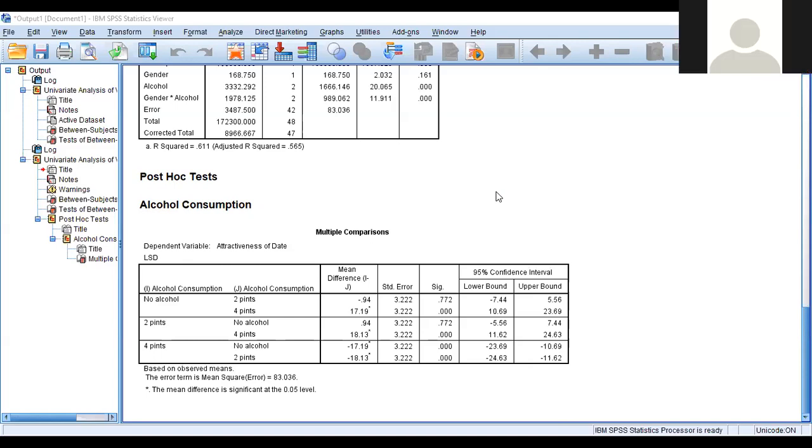Excuse me, sir. Now we have a difference between 4 pints and no alcohol, and between 4 pints and 2 pints.